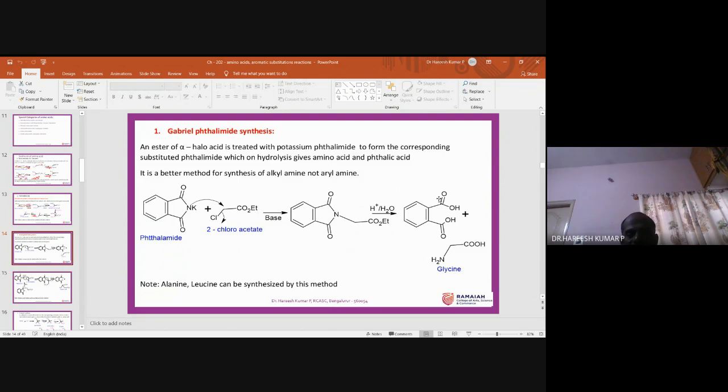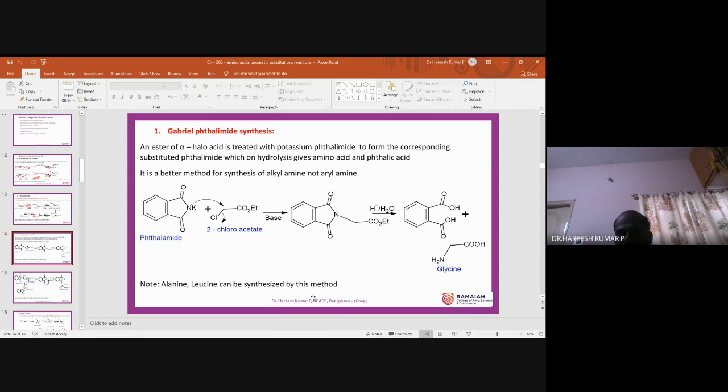Why is it not possible? Because nucleophilic substitution at the aromatic ring is not possible with phthalimide. Whereas phenylalanine, of course, is an aryl alkyl halide, so that is possible to some extent. But using the Gabriel phthalimide method, it is not possible to prepare aromatic amines. It is a method of preparation of amines.